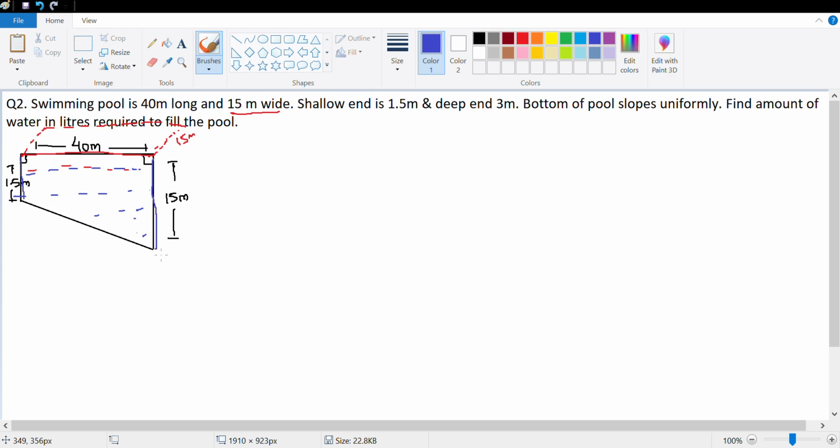Shallow end is 1.5 meter deep, which means this is 1.5 meter deep, and the deep end is 3 meter deep. Why have I written 15? This is 3 meter. My mistake. This is 3 meter, not 15. And so this is 3 meter deep. So shallow end is 1.5 meter deep, deep end is 3 meter deep. Bottom of pool slopes uniformly, which is what has been shown.